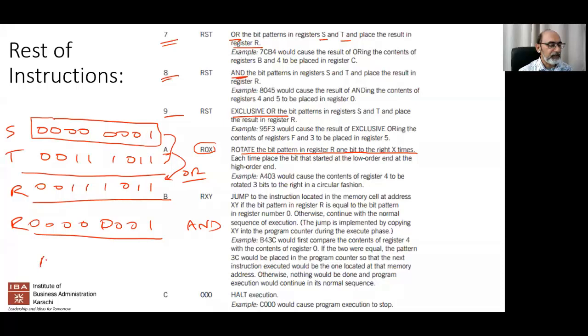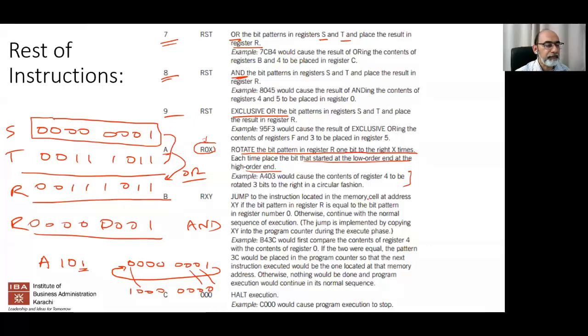For example, if I set the opcode A and let's say register number 1, and again I'm not using the middle operand, the middle 4 bits, and I'm saying, let's say, a 0 over here and a 1. So if this was the first register's contents, it would rotate it to the right X times. It's going to rotate it once, and each time place the bit that started at the low end at the high order end. So the result is going to be 10000000. You can see that this last bit has gone to the other end. I hope that people can follow this. If not, just take a closer look and take a look at some of the examples as well.